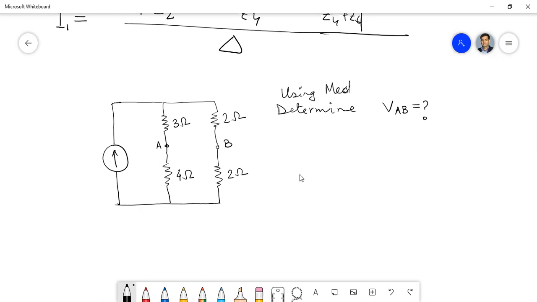Okay, so obviously you can calculate. There are several other methods.